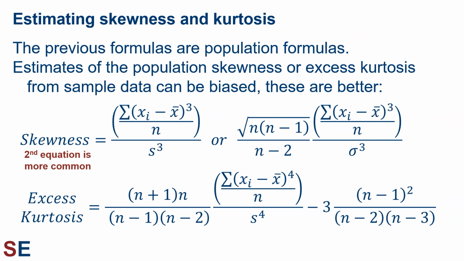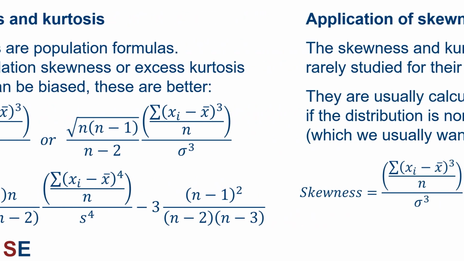The equations for skewness and kurtosis on the previous slides were for the population of data. Estimates of the population skewness or excess kurtosis from sample data can be biased, and so the equations shown in this slide are better. For the skewness, we have 2 options for equations to use. For the excess kurtosis, we have 1 to use. And these will allow our sample data to estimate a population data in a way that is not consistently too large or consistently too small.